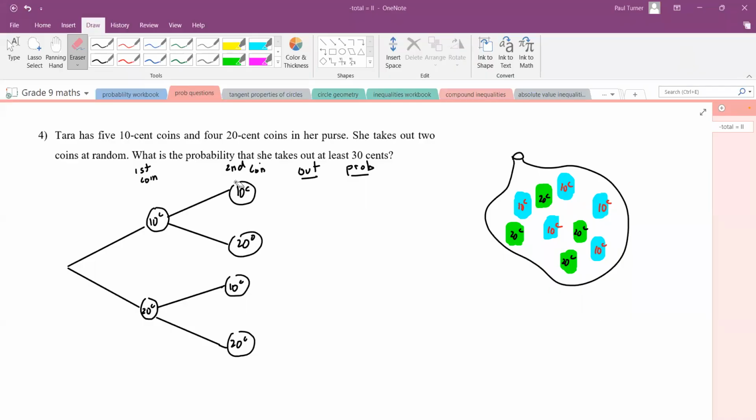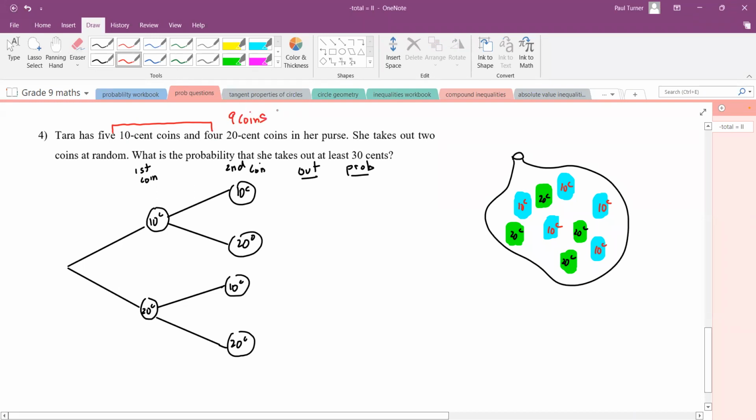So in question 4, Tara has 5 10-cent coins and 4 20-cent coins in her purse. She takes out 2 coins at random. What is the probability that she takes out at least 30 cents? So a minimum of 30 cents in total from the coins. So first thing to do, look at how many coins we have in total. 5 plus 4 is 9. So in the purse, there are 9 coins, 5 are 10 cents and 4 are 20 cents.